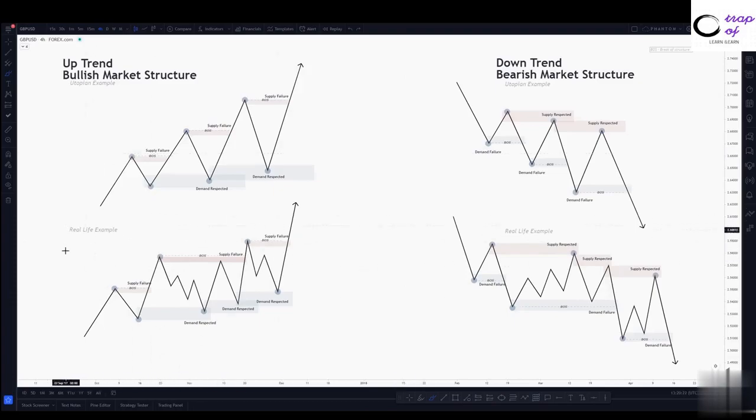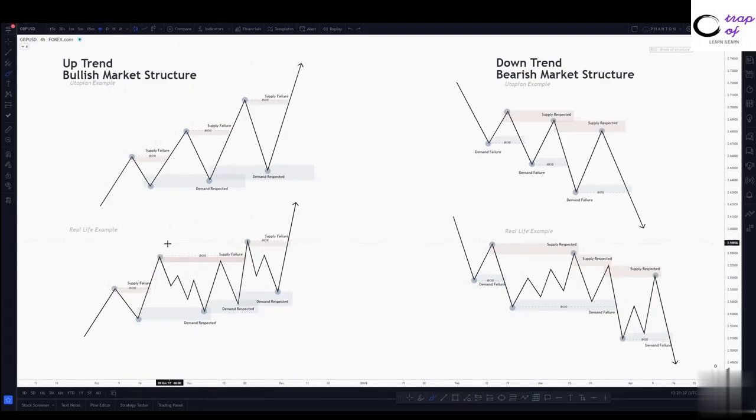Now, again, we'll look at this real life example because this is more of the textbook example of market structure. But similarly, we have a supply zone that's created. We put in our higher low. Price breaks to the upside, breaking the previous higher high, which creates a supply zone failure. We get our complex pullback.